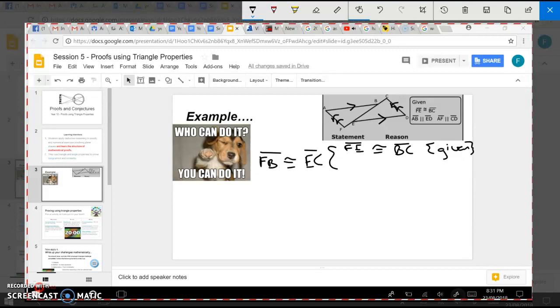And I know that FE plus EB equals FB. I also know that EB plus BC equals EC. Okay? So I can make that statement. I've shown that. Now, let's think about our angles.